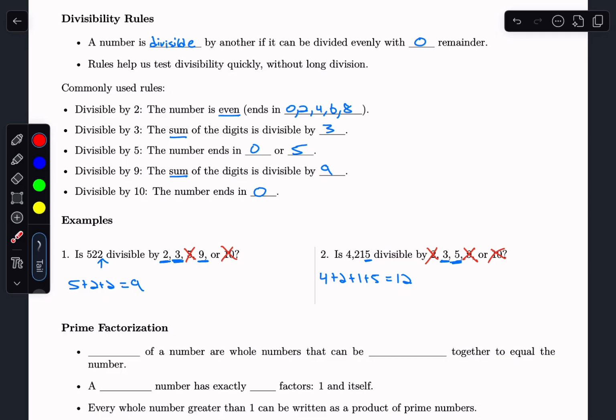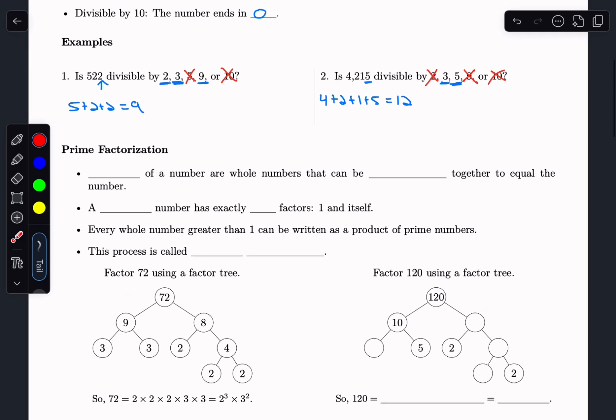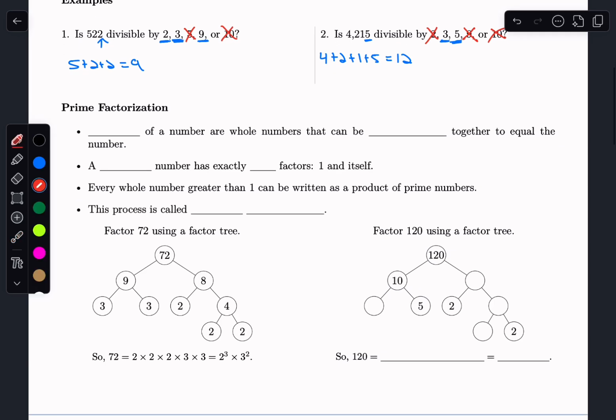Okay, so now why do we want to know what a number is divisible by so quick? Well, we want to be able to break numbers down into factors. All right, so factors of a number are whole numbers that can be multiplied together to give you the original number.